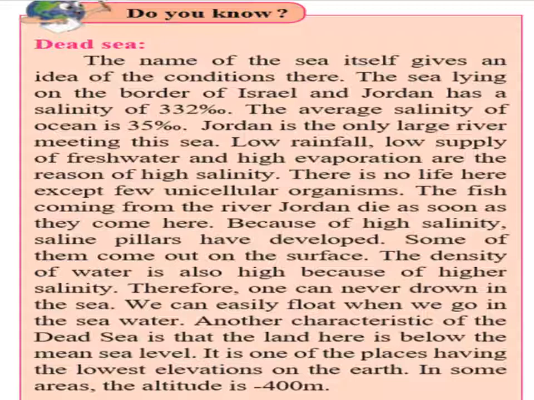Saline pillars have developed. Some of them come out of the surface. The density of the water is also high because of higher salinity. Therefore, one can never drown in the sea. We can easily float when we go in the sea water. So children, we can easily float. Another characteristic of the Dead Sea is that the land here is below the mean sea level. It is one of the places having the lowest elevations on the earth. In some areas, the altitude is 400 meters below sea level.